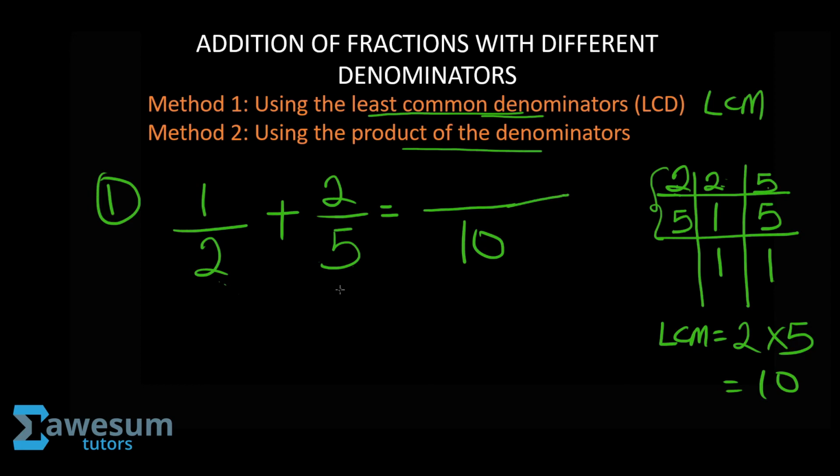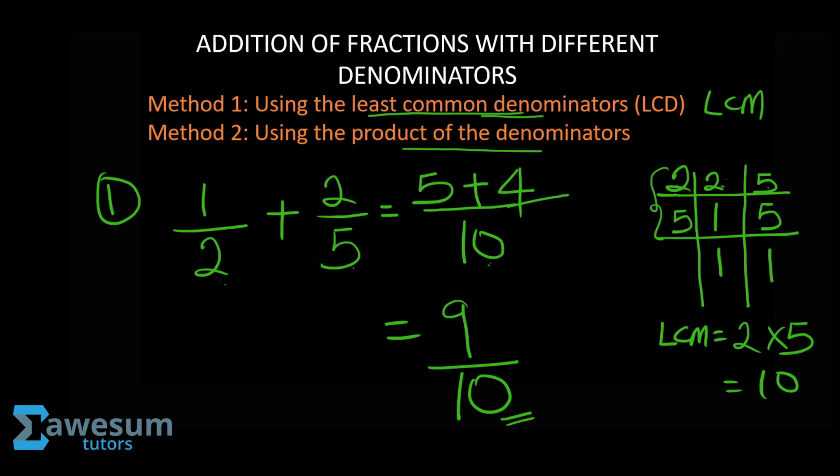Okay, so the next thing you want to do is to say how many times will 2 go in 10. That is 5 times. Then 5 times 1 is 5. Plus, how many times will 5 go in 10? That is 2 times. 2 times 2, that is 4. Then what do you have? 5 plus 4, 9 over 10. That is the final answer, 9 over 10. This cannot be simplified further, so that is your final answer.